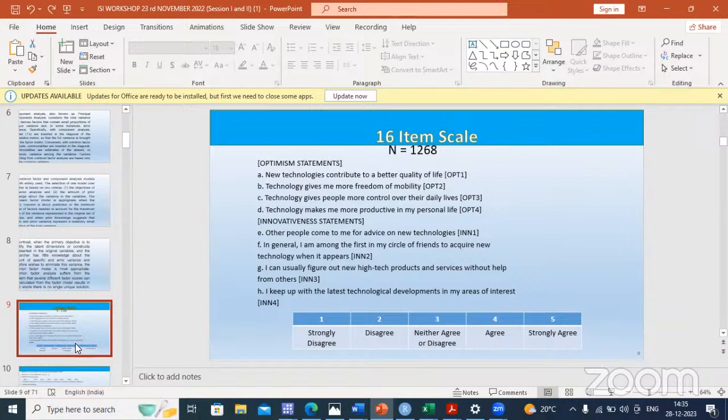The research is for deciding upon the technology readiness index. So there are some optimism statements. The first statement is like this: new technologies contribute to a better quality of life.